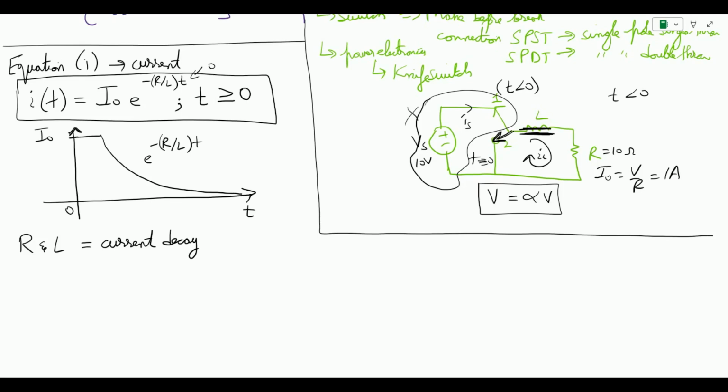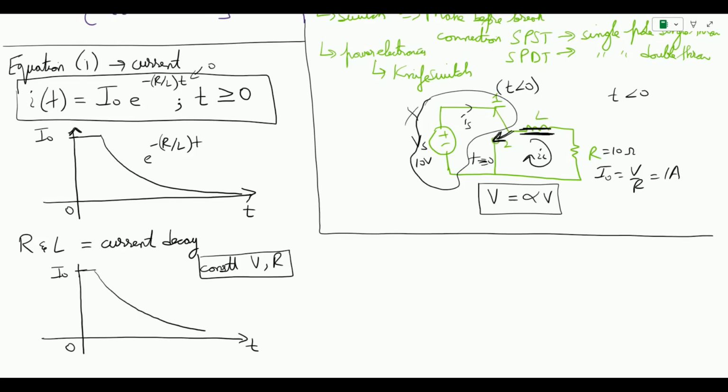Now let us see what is the effect of R and L on the graph. If we have this graph, this is my current I naught, and if we keep everything constant, let's say voltage and resistor, and we just change L, what is going to be the effect on this graph? If the value of L is large, it can store more current, so it will take more time to release the energy or come back to 0.